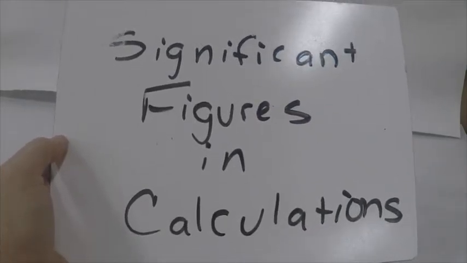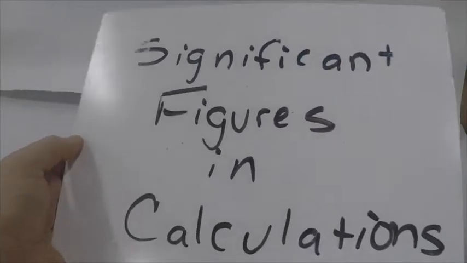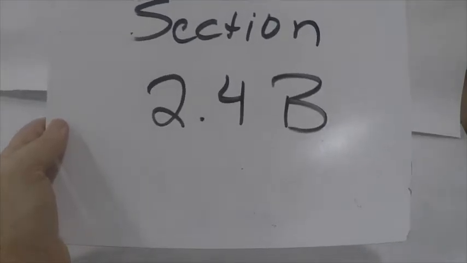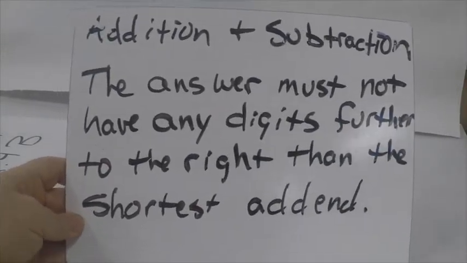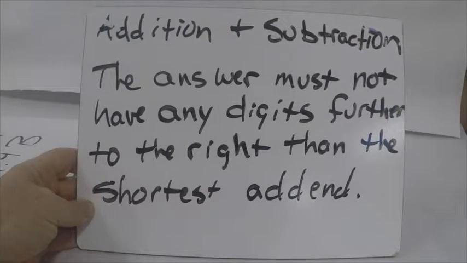Today, we discuss significant figures in calculations. Section 2.4b. Addition and subtraction. The answer must not have any digits further to the right than the shortest addend.